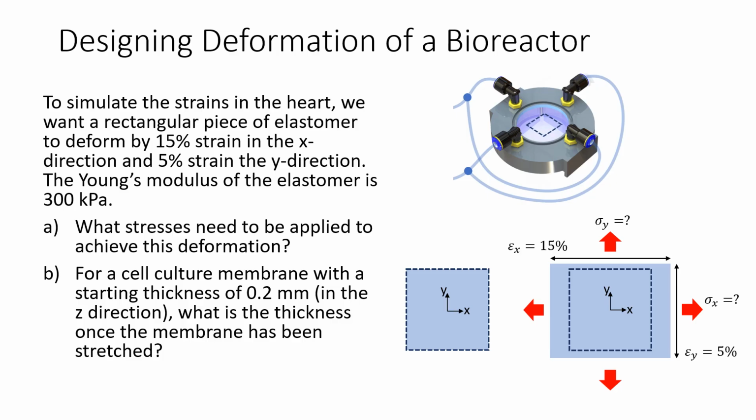The cell culture membrane has a Young's modulus of 300 kilopascals. That's really soft compared to most materials, which is what allows it to be stretched. As a comparison, rigid plastic might have a Young's modulus around 10,000 times higher, in the range of a few gigapascals.